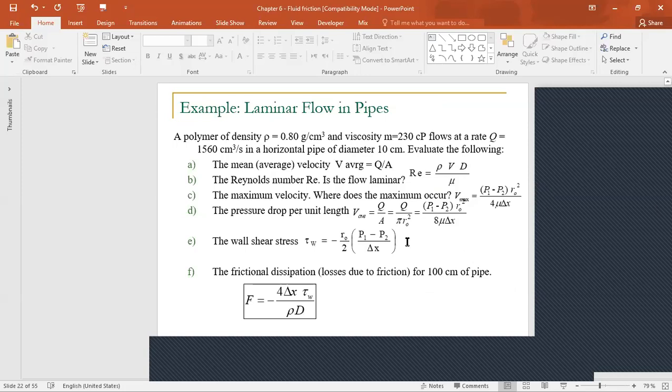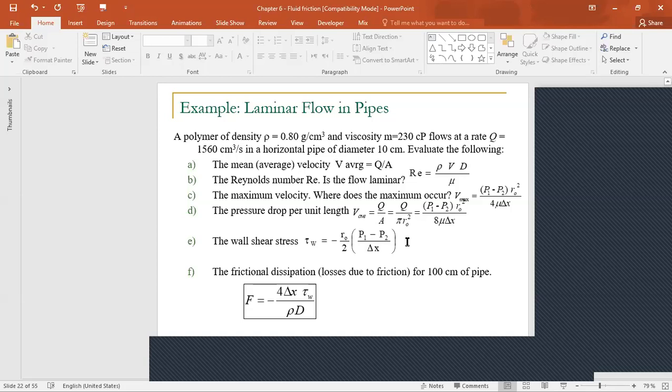Okay, let's take this example quickly. We have a polymer, of course, a polymer solution, I mean a melted polymer, a plastic mass, with a density of 0.8 gram per centimeter cube. This is equivalent, by the way, to 800 kilogram per meter cube, and a viscosity mu equal to 230 centipoise. This is another unit of viscosity, the centipoise. You can find it in different examples, and you can convert it to Pascal second if you want.